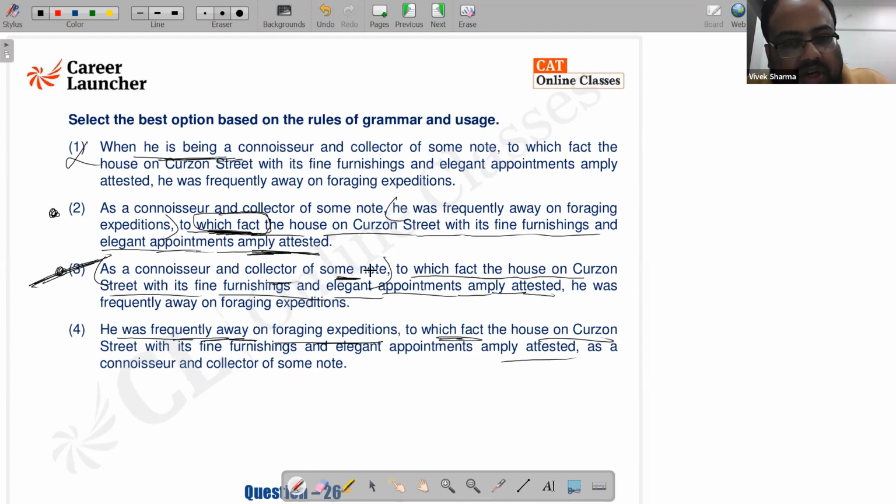So it is all about the placement of this part, to which the house amply attested. That is where option 3 is correct. Essentially, it was again a case of a part of a sentence that was misplaced. But the sentence was kind of long over here. That is why it kind of got confusing.